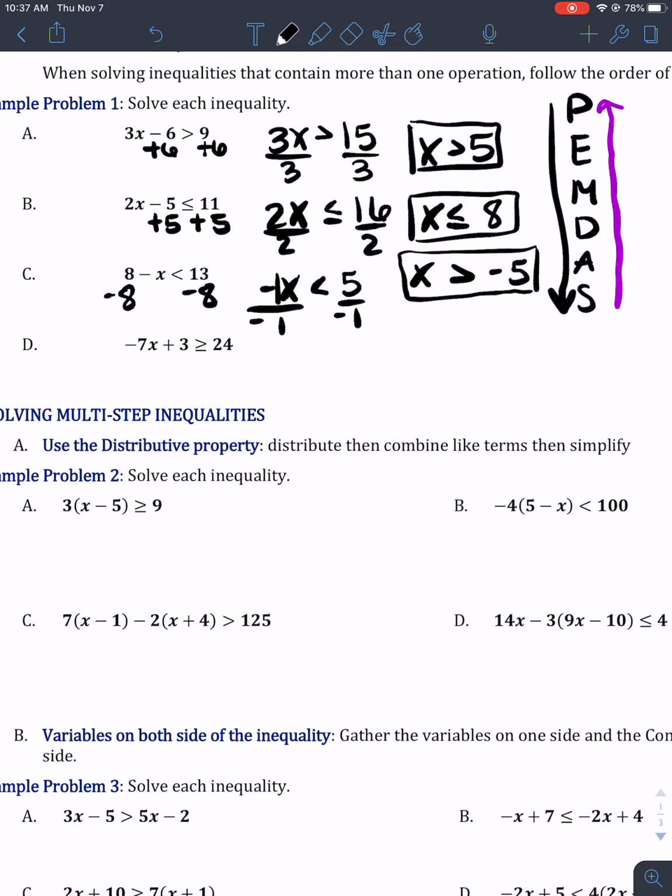So I think the big thing here is y'all are going to have a hard time remembering to flip the sign. So remember, if you divide or multiply by a negative number, you have to flip the sign.